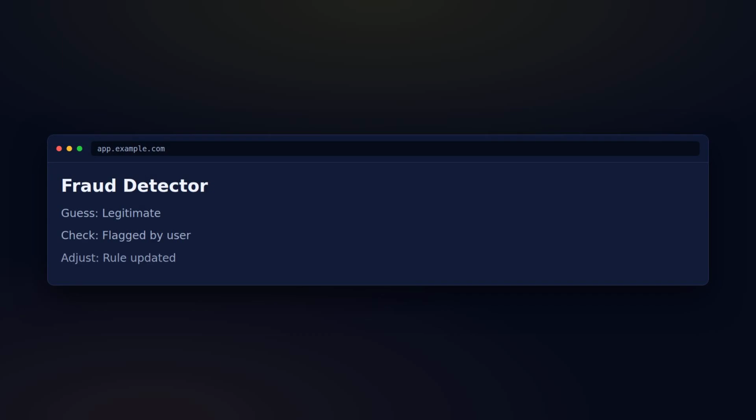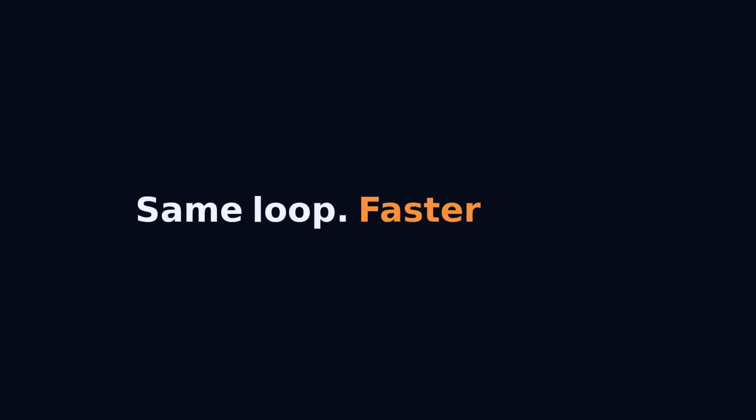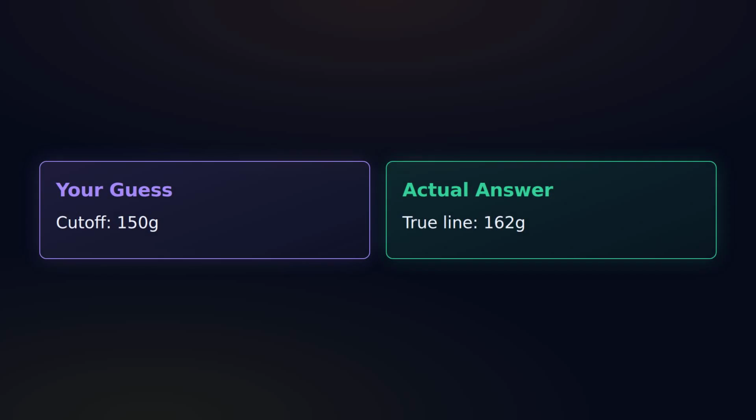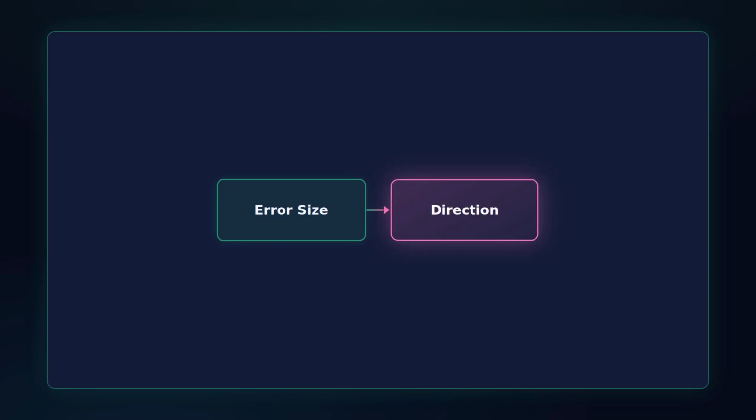Next time an app sorts spam, faces, or fraud, picture your fruit pile. Same guess, same check, same adjustment, just much faster hands. Rewind to your very first guess. You picked a size cutoff, and you were wrong. But wrong wasn't useless. It was information. The gap between guess and answer had a size. You didn't just know you were wrong. You knew which direction to move.